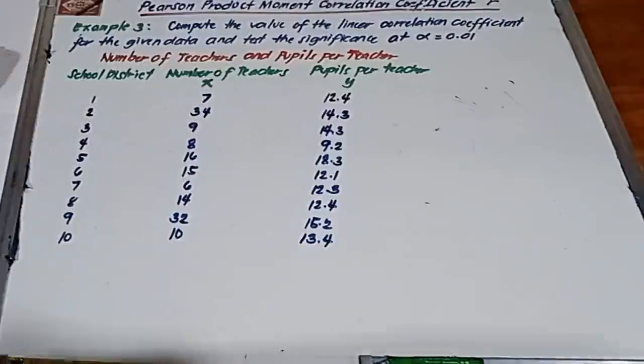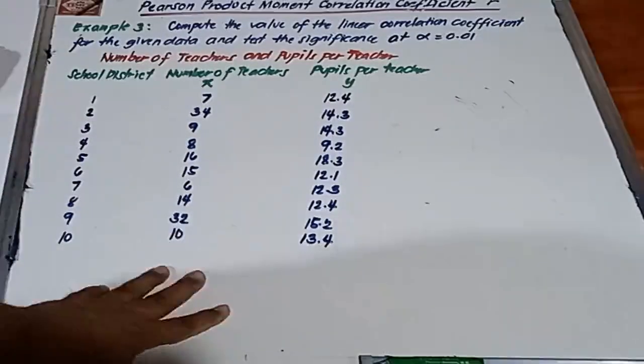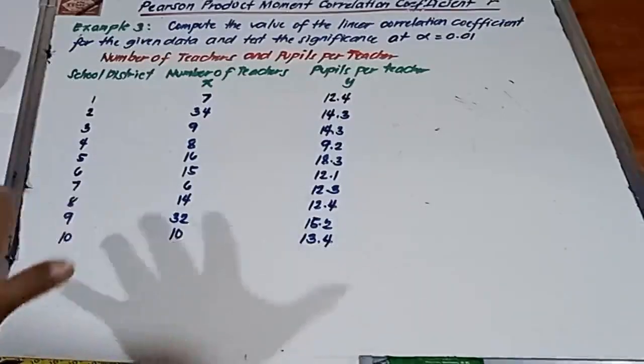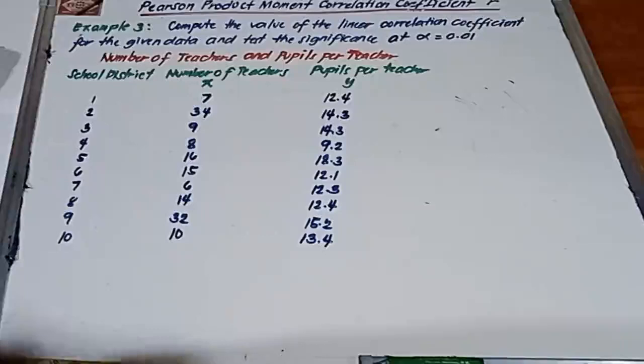Okay, so this is my third and last example about our topic, linear correlation coefficient R. It says, compute the value of the linear correlation coefficient for the given data and test the significance at alpha equal to 0.01. Our data is about number of teachers and pupils per teacher. At meron tayo ditong 10 school districts with the equivalent number of teachers and yung ating ratio of pupils per teacher. Okay? O yung ratio ng pupils to teacher.